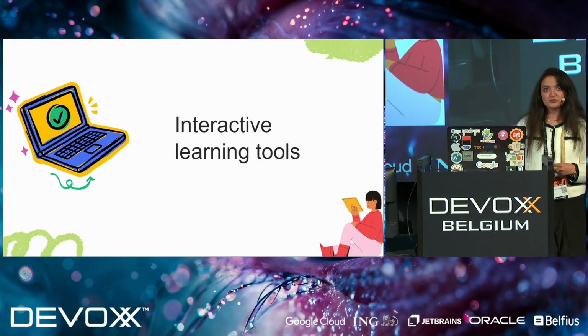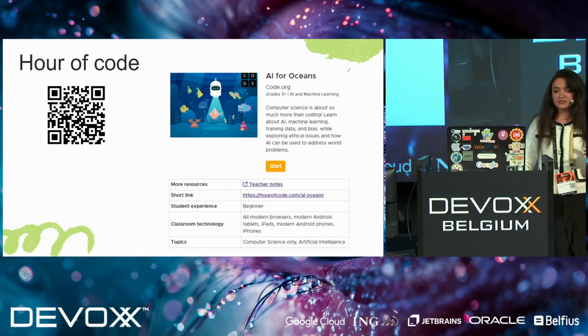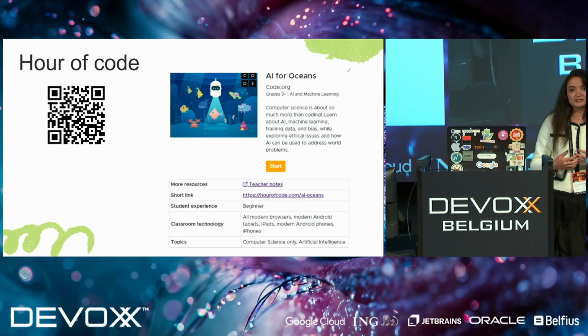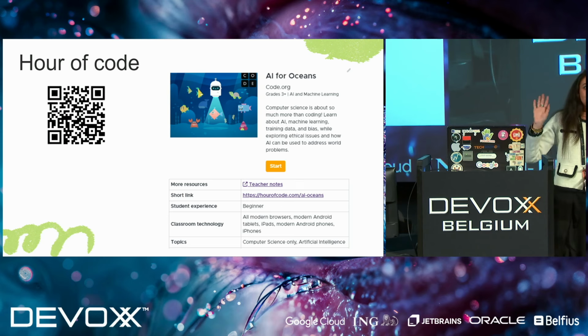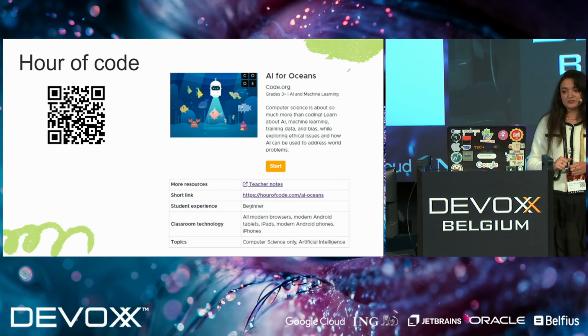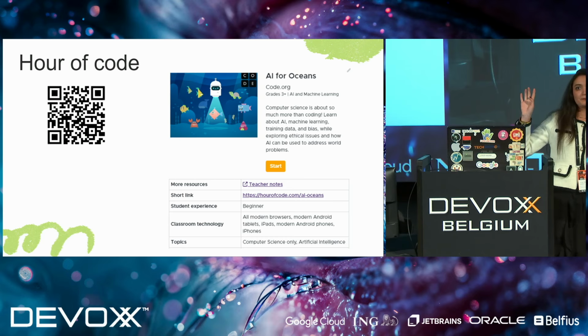Okay, I'm going to show you some of the interactive learning tools that I usually use in my courses, and you can take pictures of that. I use a lot of QR codes, so it would be easy for you to access. One of my favorite learning tools is Hour of Code. Who has heard of Hour of Code? No one? Okay, so Hour of Code is a platform that works just like Scratch. Whoever used Scratch before? Cool.